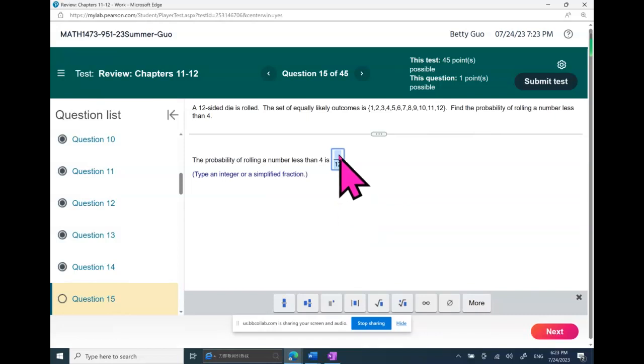The numerator is the number of outcomes that favor the event, rolling a number less than 4. Less than 4, we have 1, 2, 3, so 3. 3 over 12, we have to simplify the fraction. Be very careful. For the test, reading the information in the parentheses is also very important. After we simplify 3 over 12, we're going to have 1 over 4.